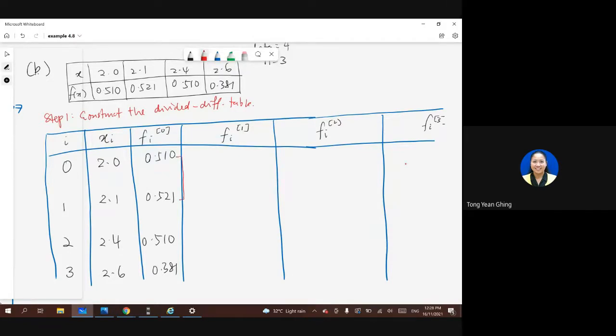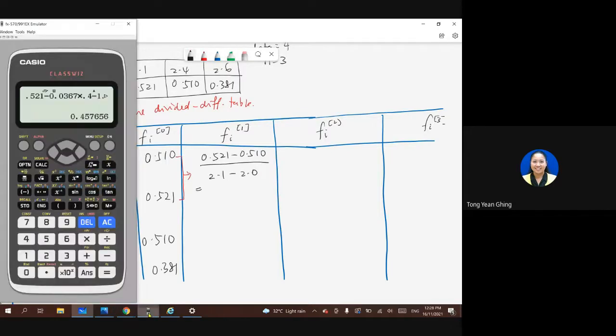These two. So these two, that means 0.521 minus 0.510 divided by 2.1 minus 2.0. So we get 0.521 minus 0.51 divided by 2.1 minus 2. So we get 0.11.